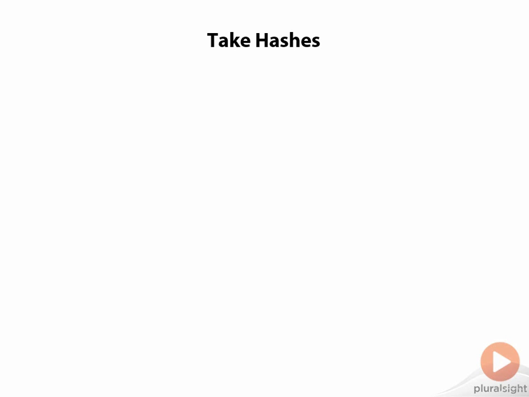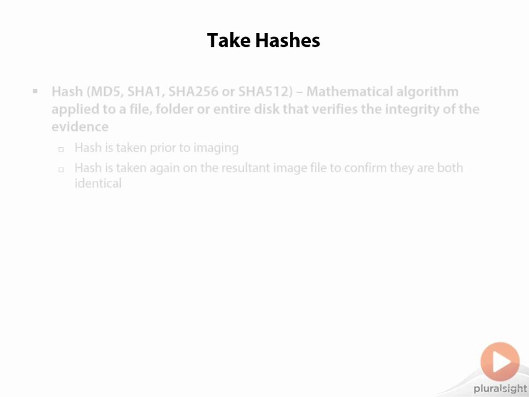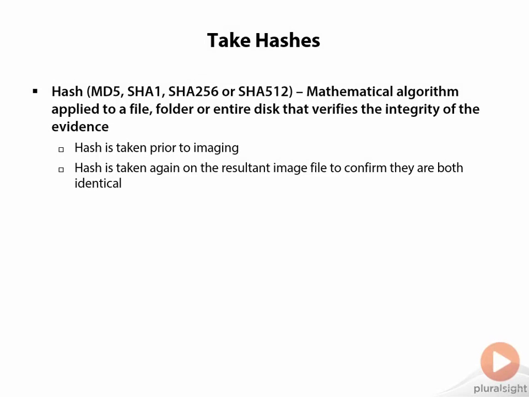Okay, now we're talking about hashes. I mentioned it a few times so far, and I think you have an idea of what it is, but just to make sure that we're all clear, a hash can be an MD5, SHA-1, SHA-256, or SHA-512. It just depends on who you're talking to. Everybody pronounces it differently. It's a mathematical algorithm that's applied to a file, a folder, or an entire disk that verifies the integrity of the evidence.